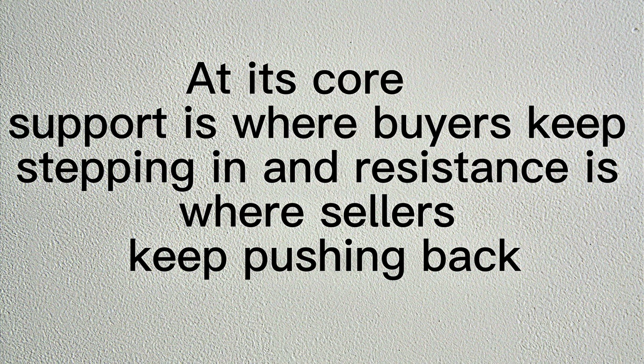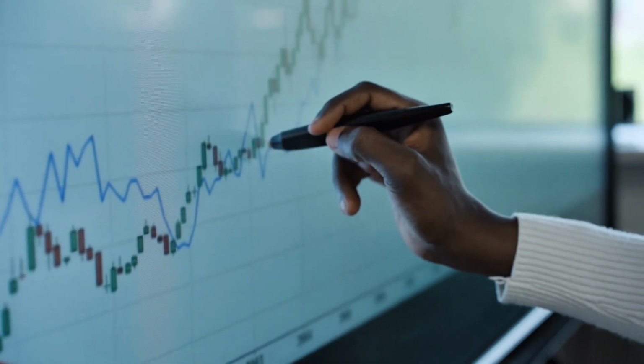At its core, support is where buyers keep stepping in, and resistance is where sellers keep pushing back. That's it, nothing magical, just where price keeps reacting. Don't start by drawing lines at every high and low, combining various tools like Fibonacci, moving averages, trend lines, RSI, hoping to confirm a zone. That was me before. Don't do that, it's only going to confuse you.